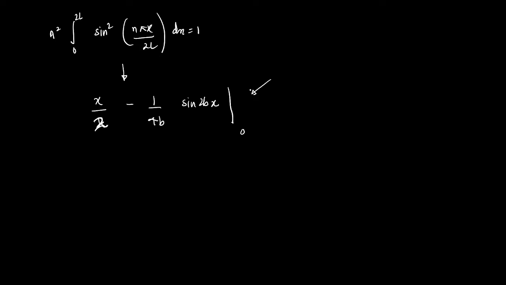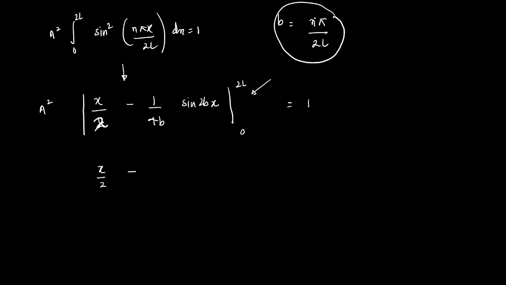The limit is 0 to 2L, and we have A squared over here, equals 1. So what is x? Let's write down x by 2. What is b? B over here is the thing which is attached with the sine, except x. So b over here is n pi by 2L. We can write 1 by 4b as 1 by 4 times n pi by 2L, and sin(2b x) becomes sin(n pi x by L). So this becomes your exact expression equals 1.